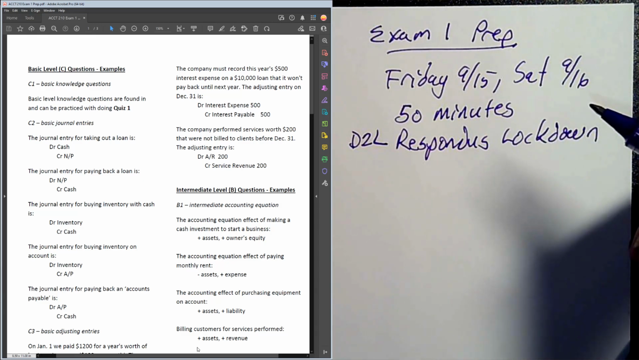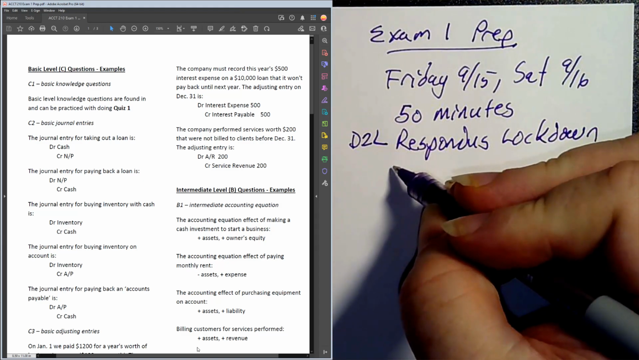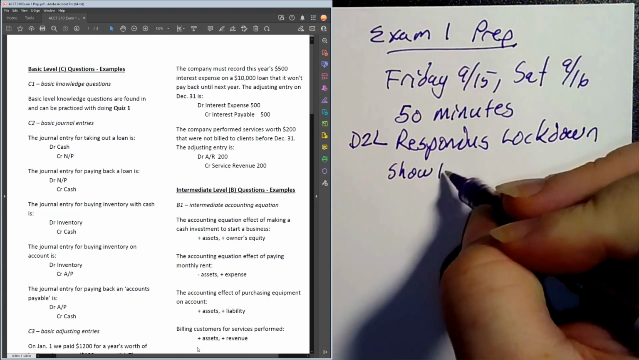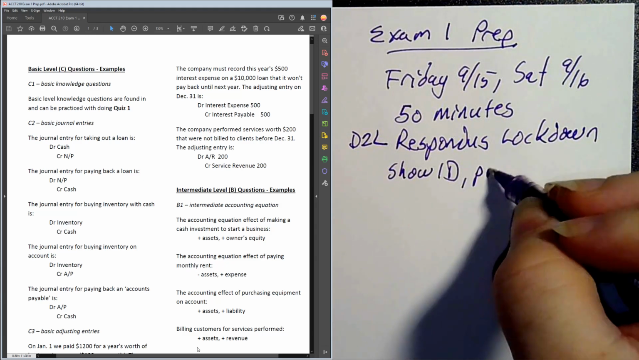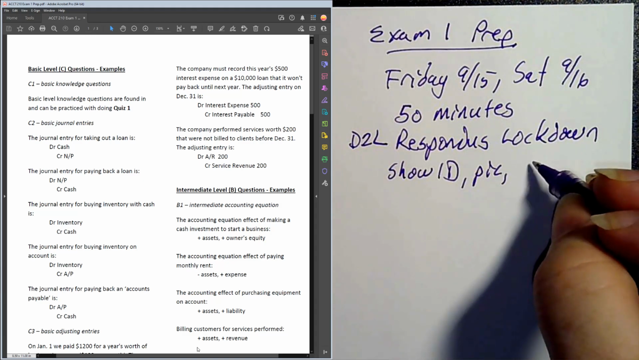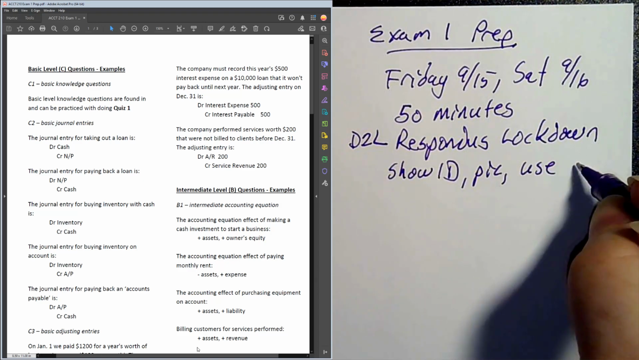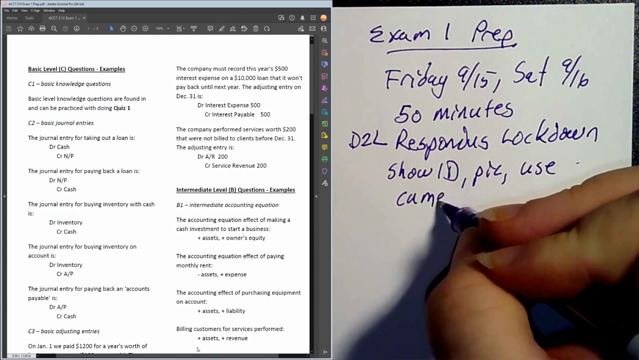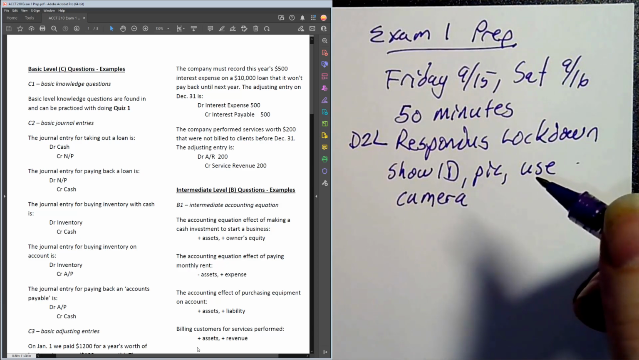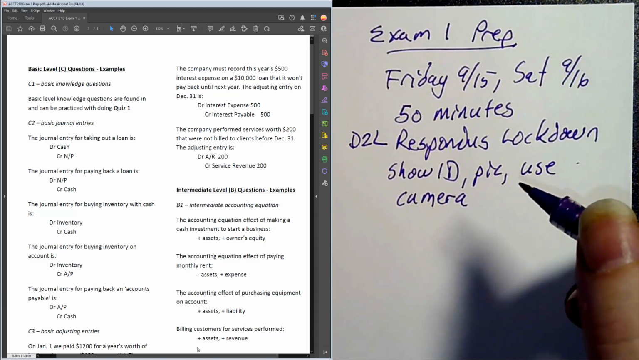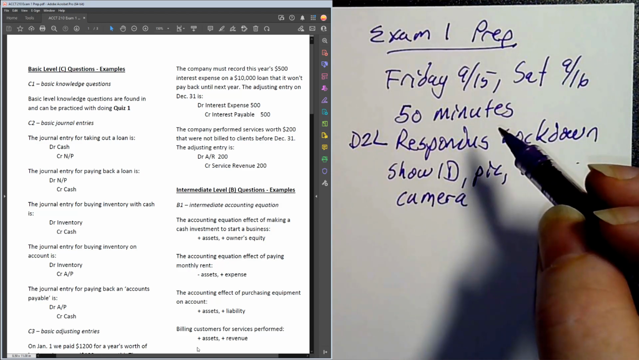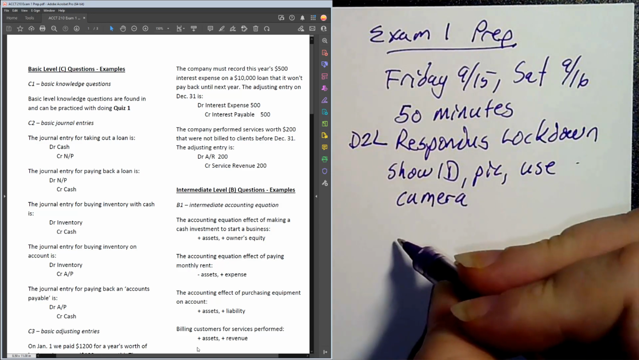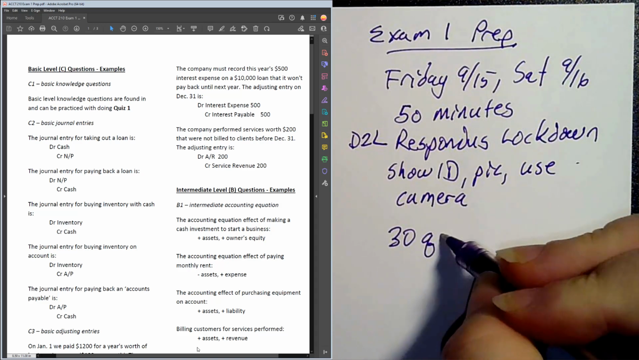You will basically, what will happen is that you'll go in, activate it. You'll have to show your ID, a picture ID, and it'll ask you to use your camera to show your surroundings, that you don't have a bunch of notes sitting there on the table, etc., etc. Now, once you do that, like I said, you have 50 minutes to take the test. It will be 30 questions.